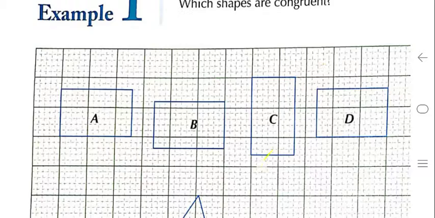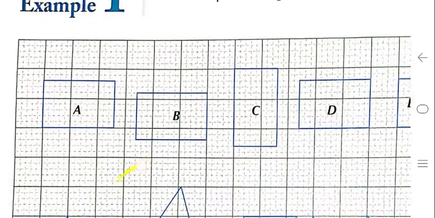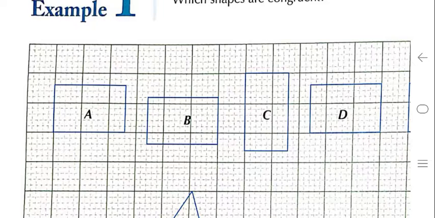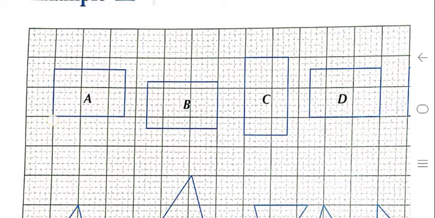The way we can make sure that this is congruent is by counting the length and the breadth of the rectangle. Now, look at the breadth of rectangle A. How many squares? 1, 2, 3, 4, 5, 6, 7, 8. 8 units. And then for the length, it is 5, 5, and then 3. That means it's 13. So this rectangle is 13 by 8 units.